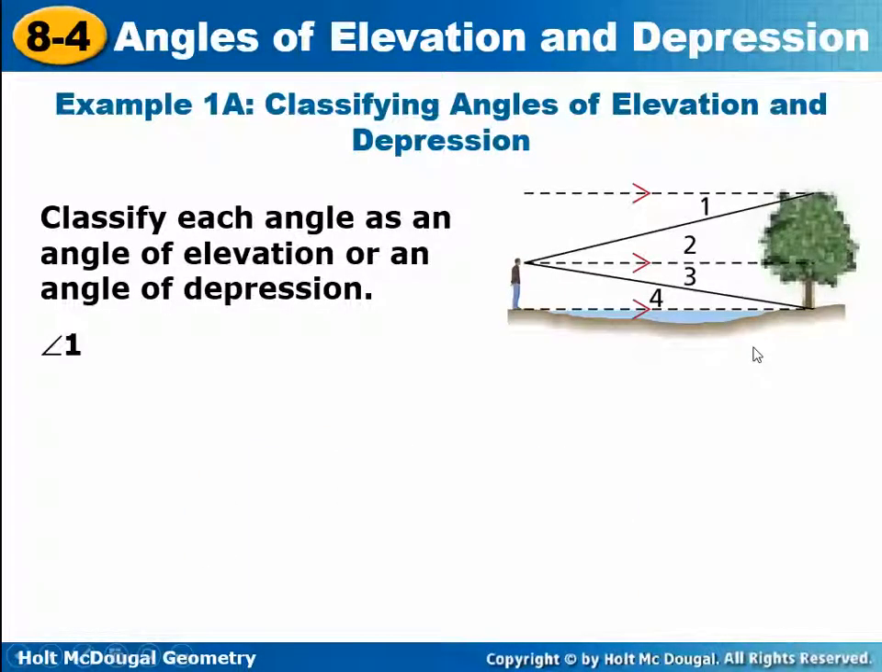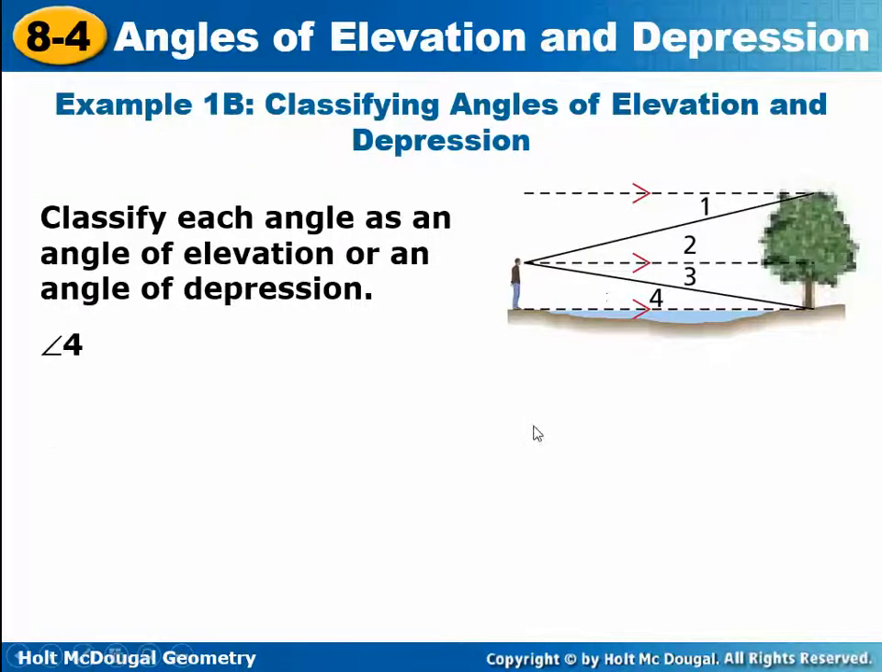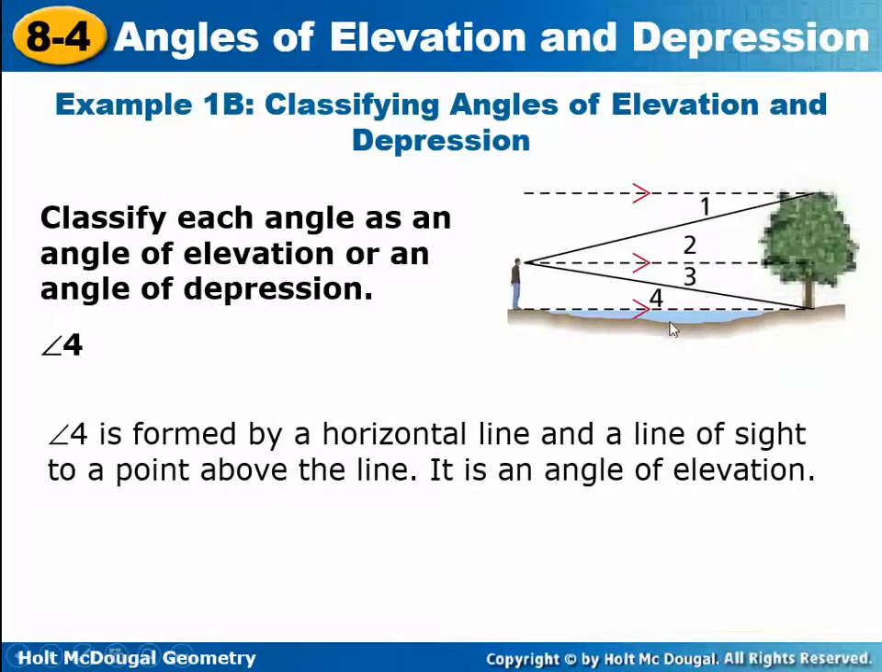All right, let's just classify whether these are angle of elevation or angle of depression. Here's angle 1. Here's the horizontal line, and this is going down this way. So picture somebody standing at the top of the tree. I don't know why they're standing up there, but that would be an angle of depression. Angle four next. That is the angle that is formed by the horizontal line and a line of sight from this guy above it. So that's an angle of elevation.